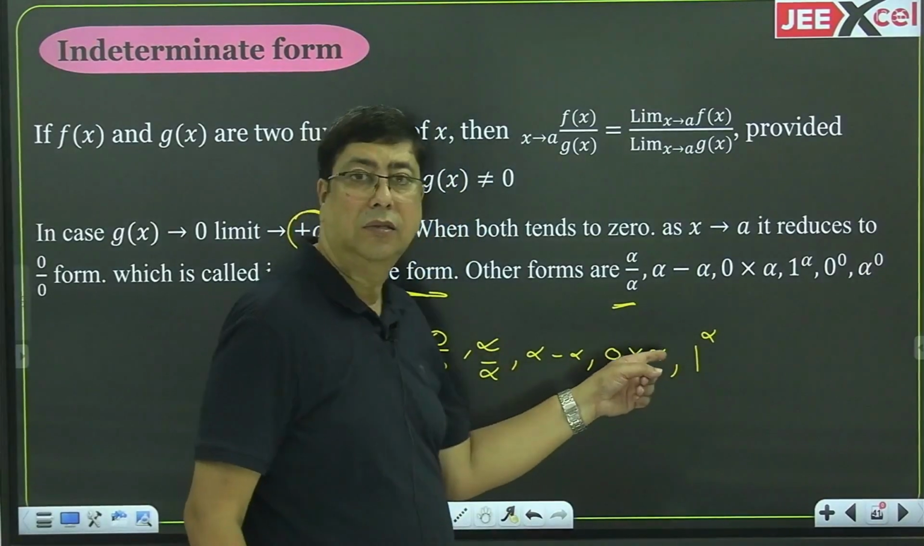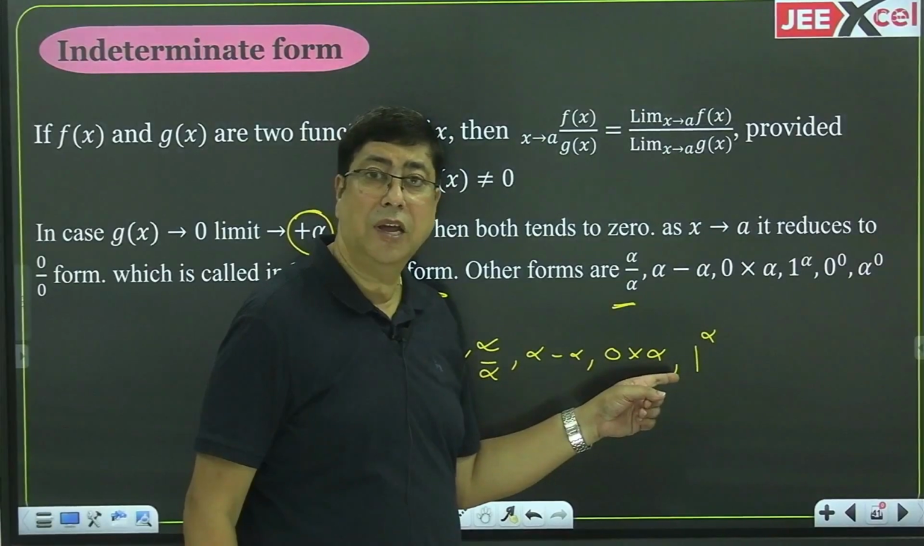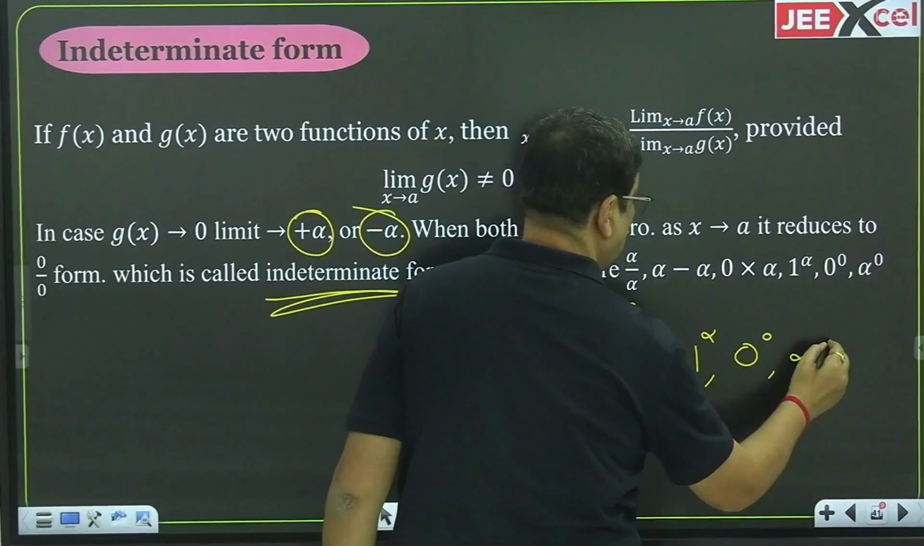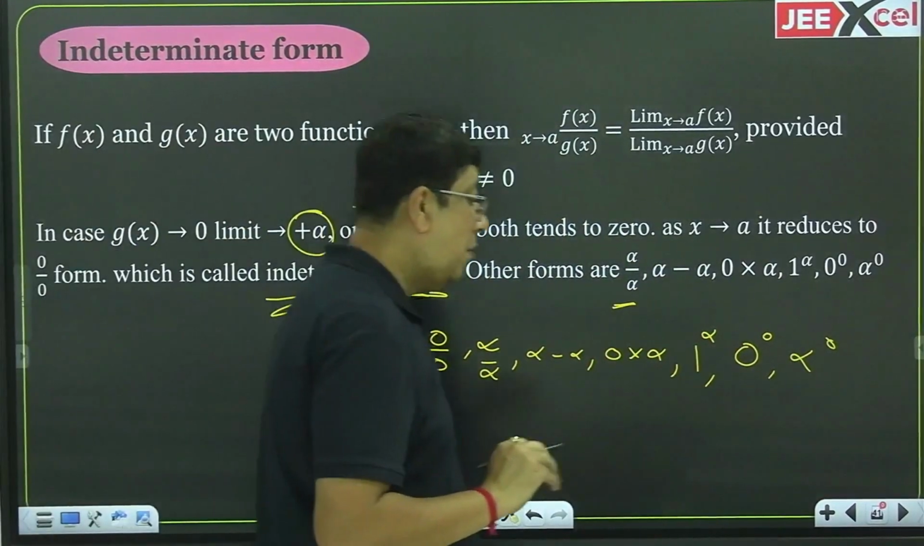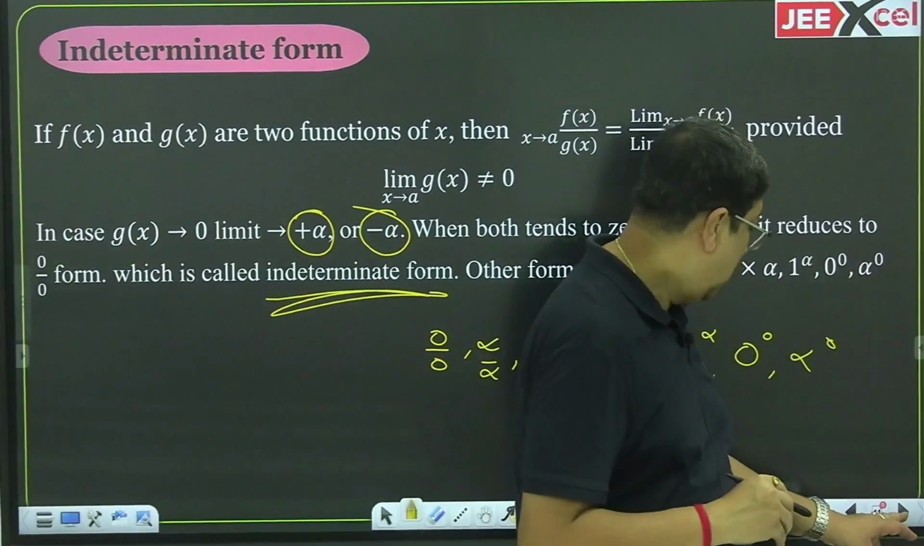We have done this, (1 plus x) whole to the power 1 by x. Okay, this is very interesting and important. And 0 to the power 0 and infinity to the power 0. These are the 7 forms of indeterminate. Okay, we have detail on this in class 12, right? Go to the next.